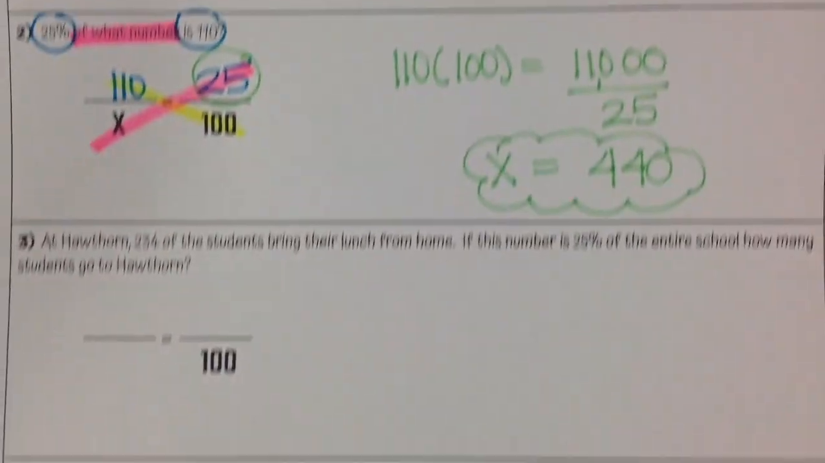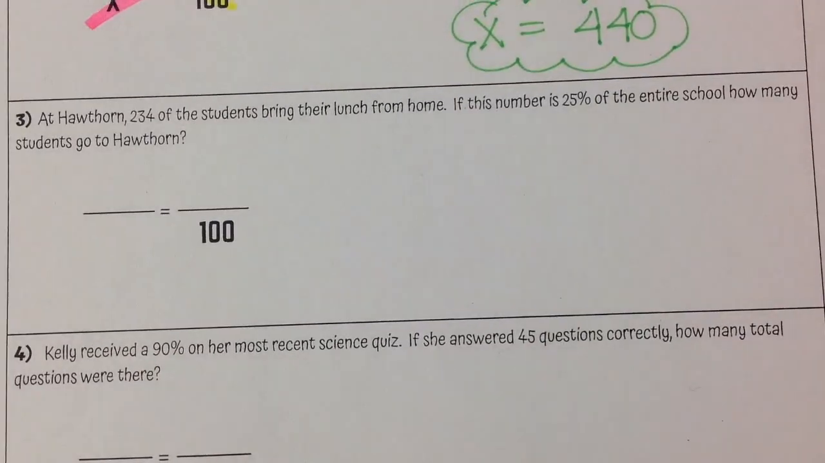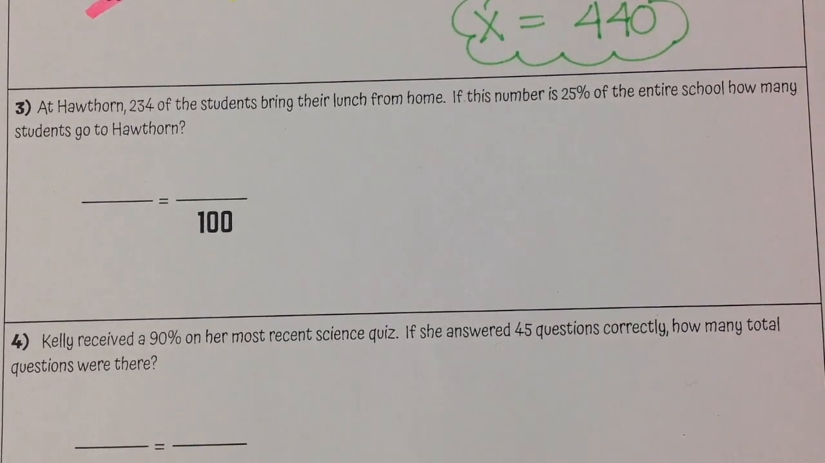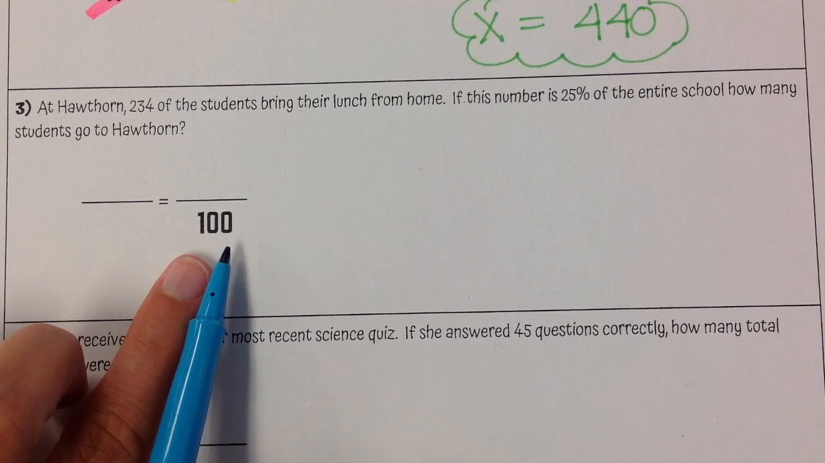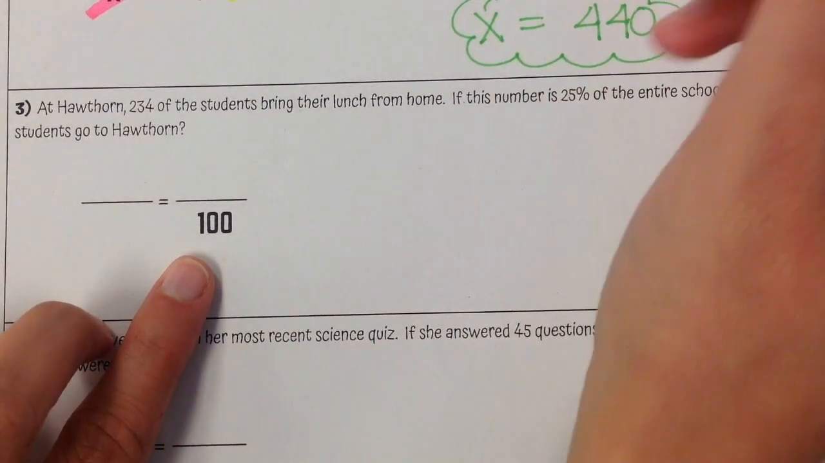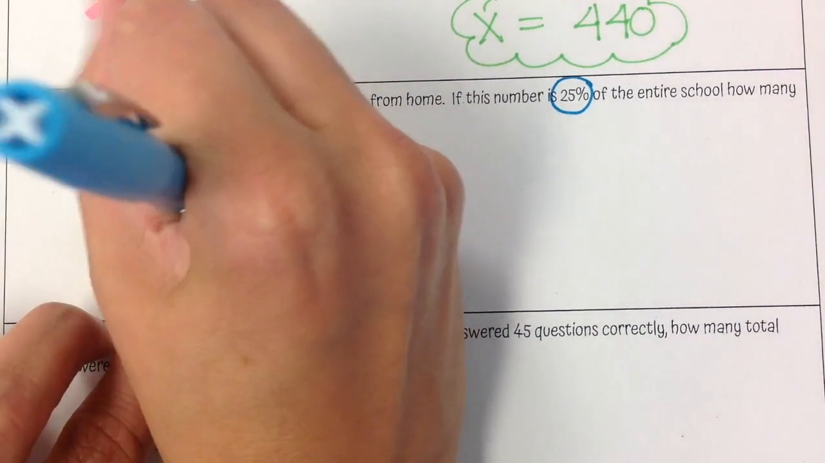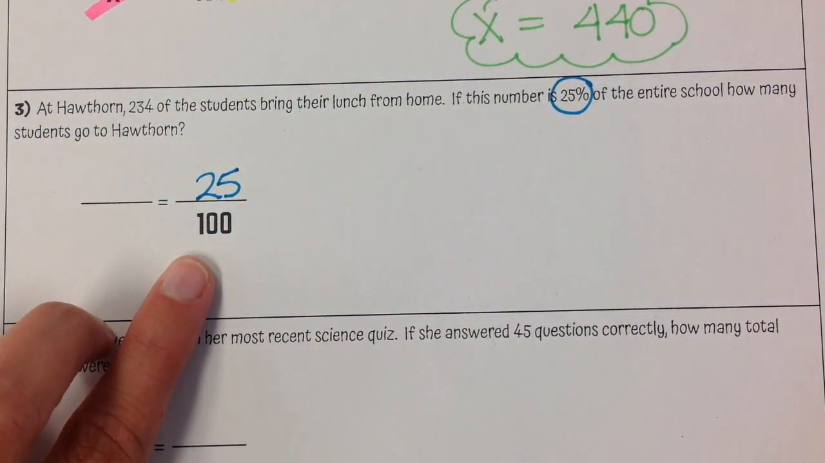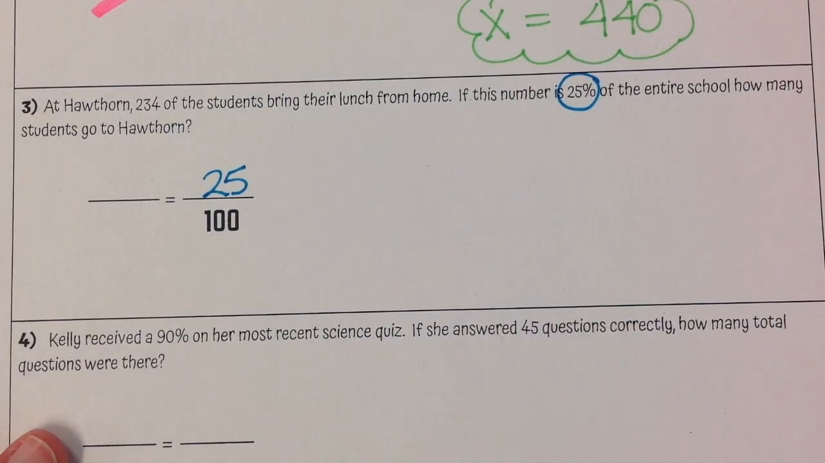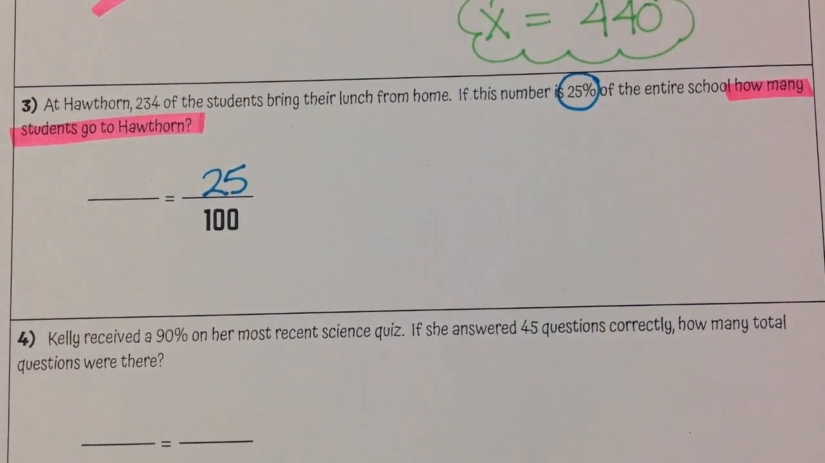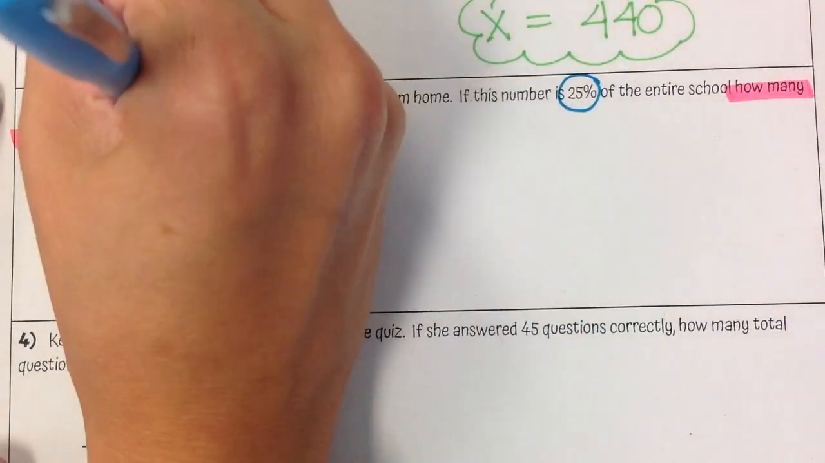All right, now we're going to look at two word problems, taking it away a little bit more. At Hawthorne, 234 of the students bring their lunch from home. If this number is 25% of the entire school, how many students go to Hawthorne? So first thing, writing in the 100, it's already there for us. Next thing, let's look for that percent. I see it right here. We have 25% goes above the 100. Next thing, I'm going to highlight the question where it says how many students go to Hawthorne, and I'm going to circle the other number that's given to us.